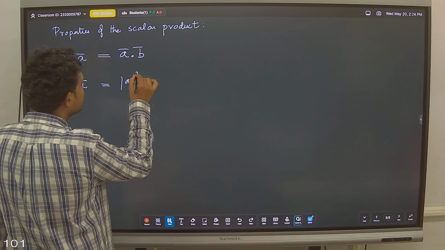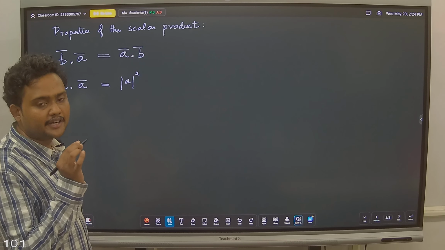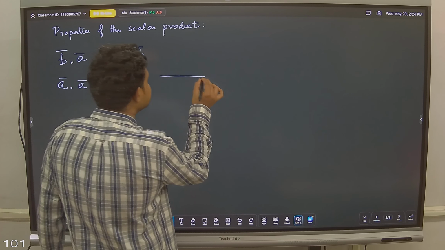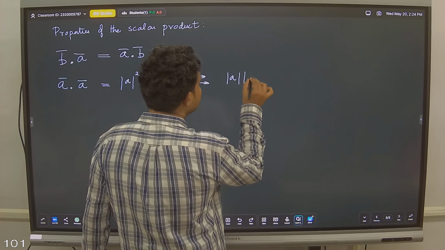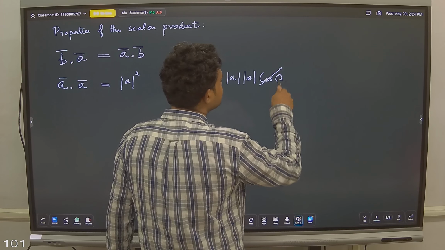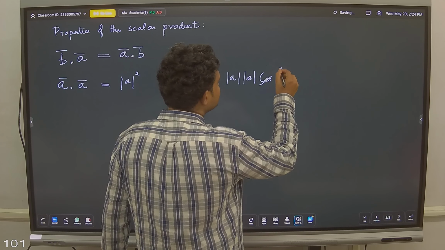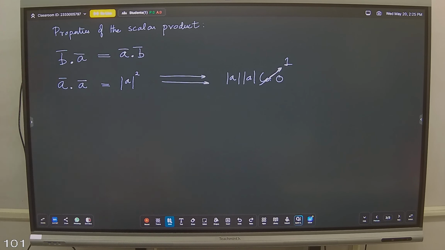What is cos 0? Why? Because if you take the dot product of the same vector, both vectors are going to have the same direction, right? The angle between them is going to be 0, correct? So you are going to have mod A into cos 0, which is 1, correct? So you are going to get mod A square.